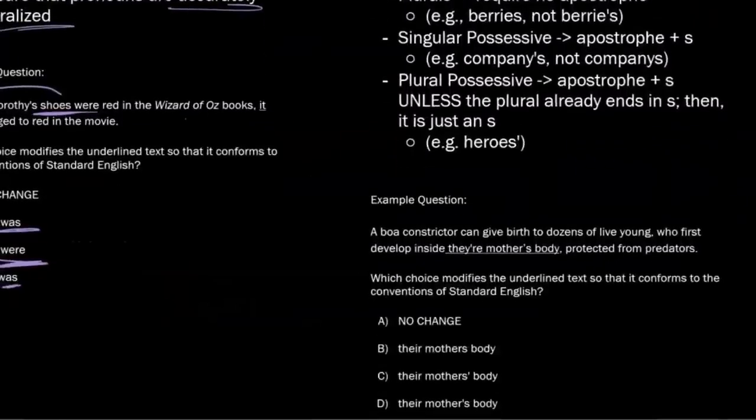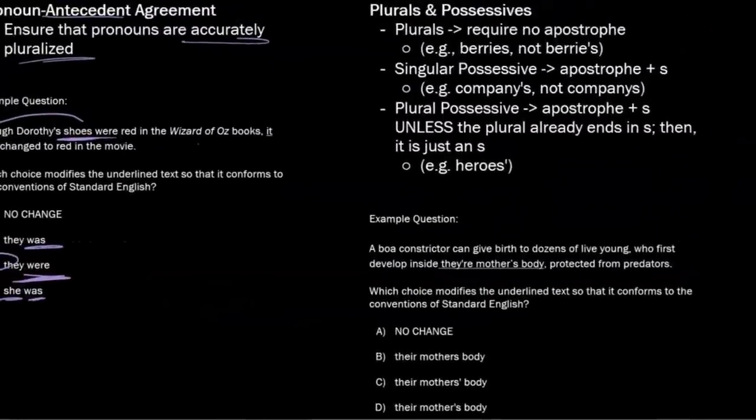And our last bit here, this is the last part of SAT English. We're at the end here. Plurals and possessives. So plurals require no apostrophe, right? When you pluralize something, you don't need to add an apostrophe. Never, ever, ever add an apostrophe. Even for an abbreviation, let's say you're writing teaching assistants, TAs, it is TAs. There is no "TA's" with an apostrophe. It's just TAs. Okay, you never add an apostrophe.